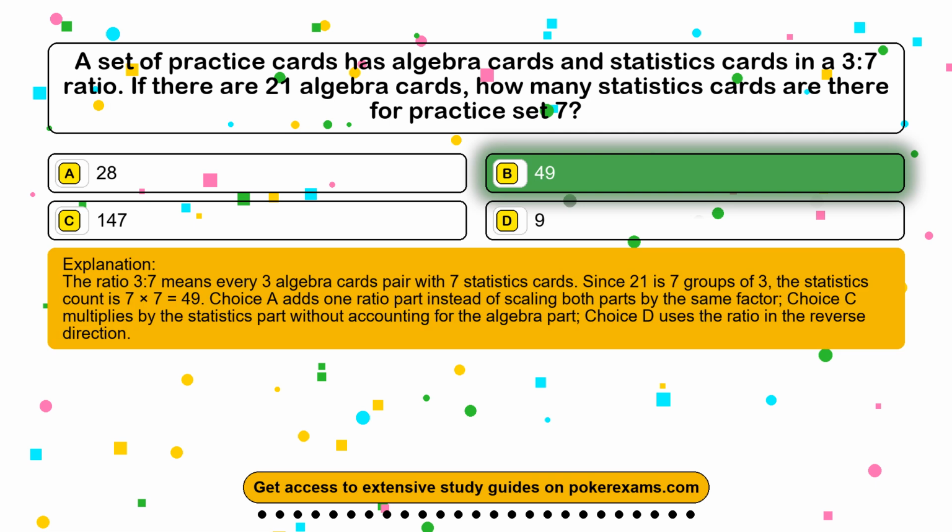The ratio 3:7 means every 3 algebra cards pair with 7 statistics cards. Since 21 is 7 groups of 3, the statistics count is 7 times 7 equals 49. Choice A adds one ratio part instead of scaling both parts by the same factor, Choice C multiplies by the statistics part without accounting for the algebra part, Choice D uses the ratio in the reverse direction.